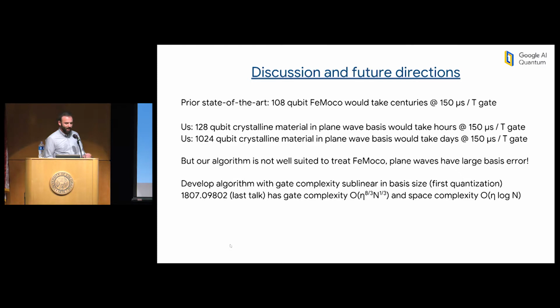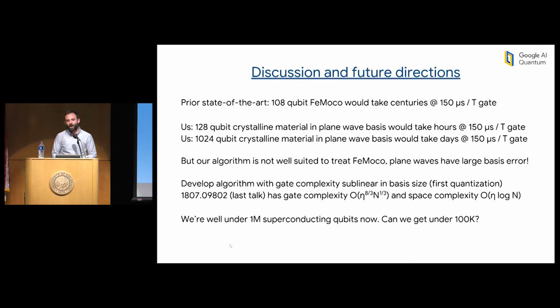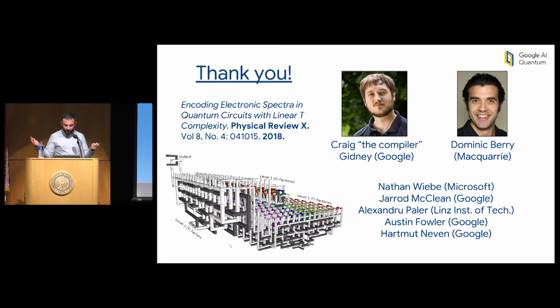There's still some complicated things about that algorithm. But we do intend to compile and figure out exactly how long it will take. Another question that I have is, if we're just pushing on what are the very first things we can do with a fault-tolerant device, we're well under 1 million superconducting qubits required to do cool stuff now. And I wonder if we can get under 100,000, and I suspect that we can. And I think that will take people pushing on both the development of better surface code gate realizations, better T-factories, and better algorithms too. So that's my talk.